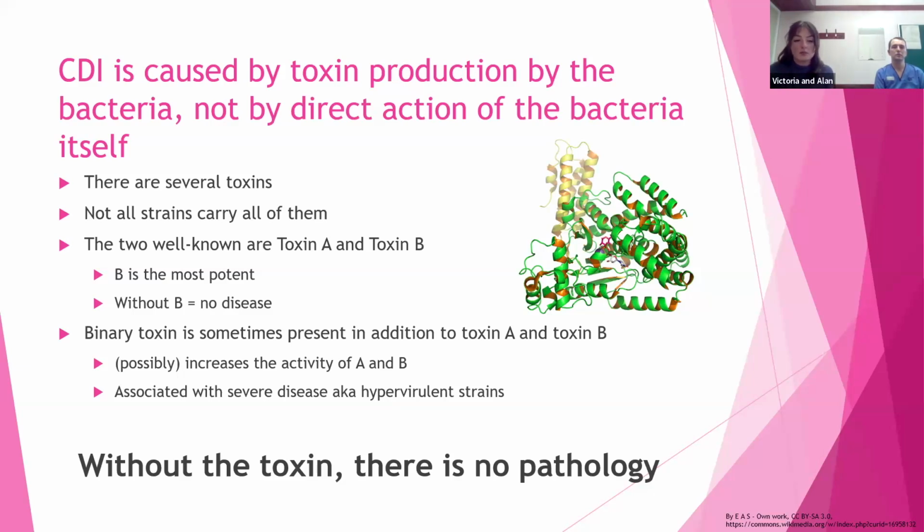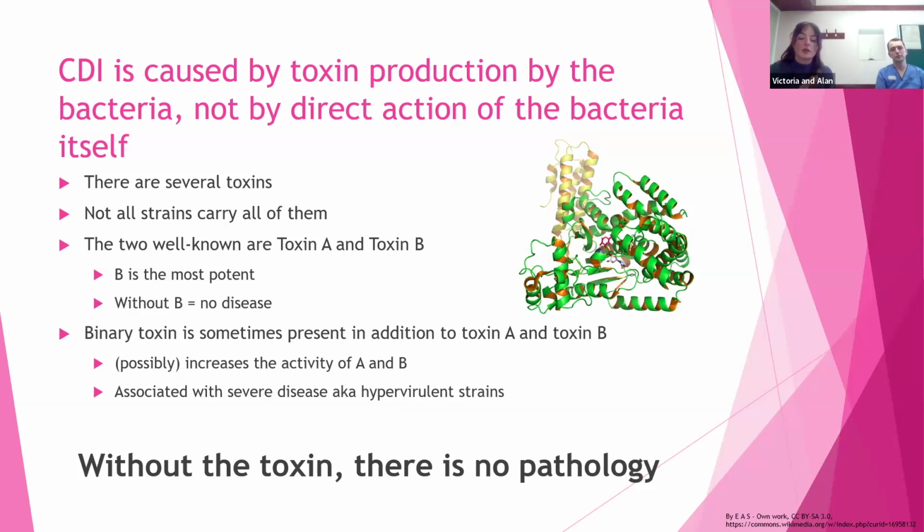There's a third toxin, which is becoming more and more well-known and is considered to be more and more important, and that is binary toxin. There's not a huge amount of research into binary toxin. It's relatively newly characterized. But what is likely is that when you have binary toxin, it sort of amplifies the activity of toxin A and toxin B. And this can lead to so-called hypervirulent strains.